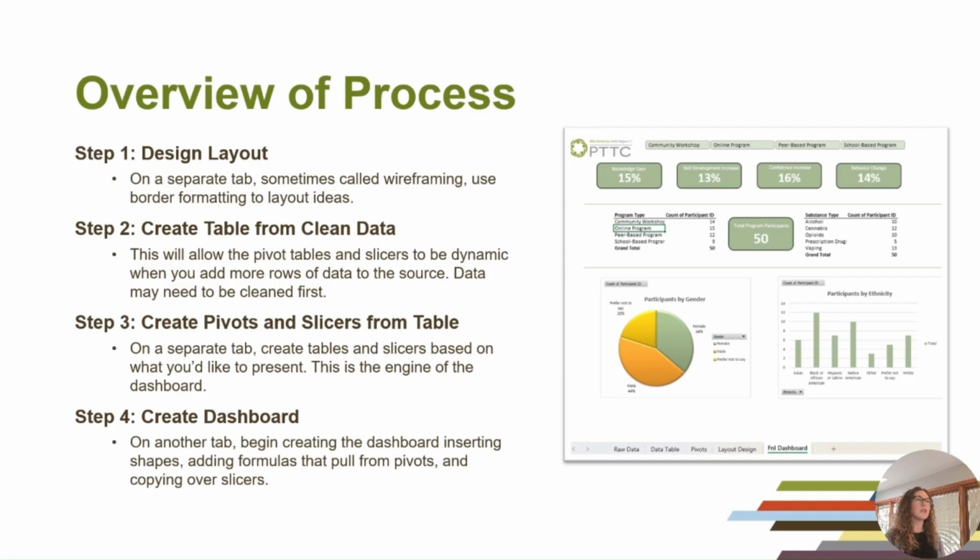Then step three is to create pivots and slicers from the table. Again, on a separate tab, create the tables and slicers based on what you'd like to present, and also based on that design layout you did before. And then step four is to actually create the dashboard. On yet another tab, begin creating the dashboard by inserting shapes, adding formulas that pull from pivots, and then copying over those slicers. So let's get started in Excel.